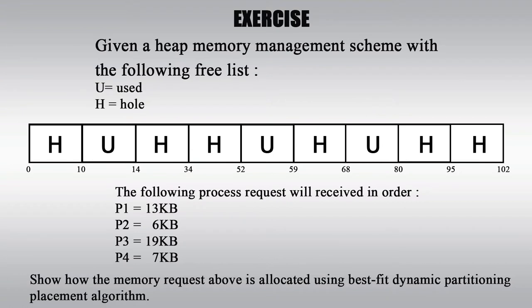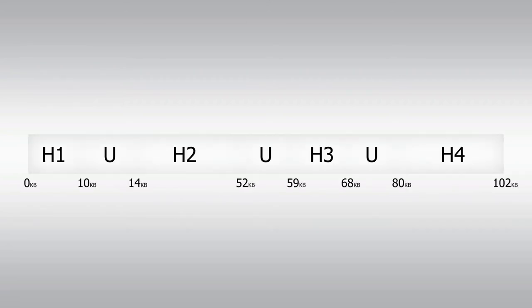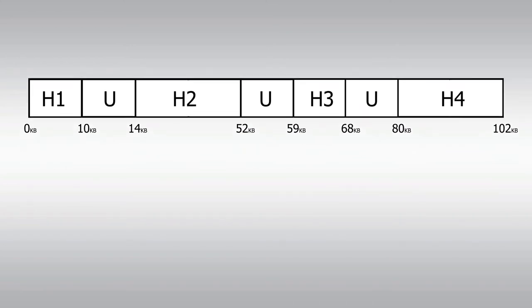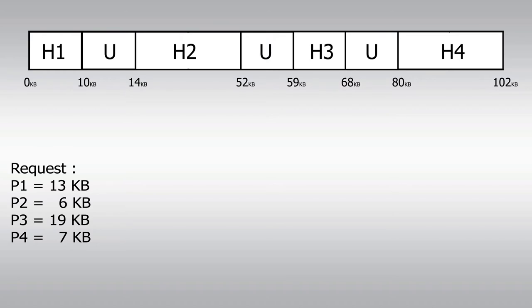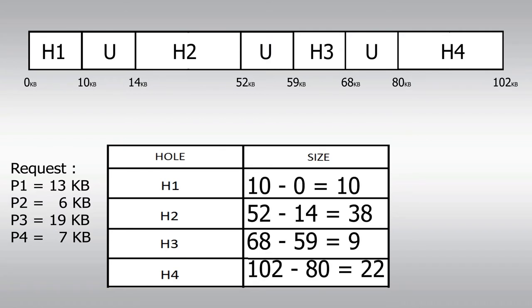Hi. In this video, we are going to show how to do best fit questions. First, redraw the Gantt chart based on questions. As you can see, there are two whole spaces next to each other. In this case, we can combine those whole spaces and make it one and label the hole. We create a table to clearly state the size of each hole. Now we are going to calculate the size of each hole space that we have.